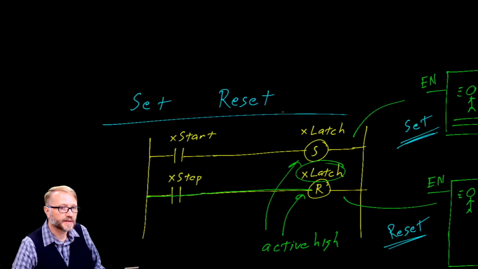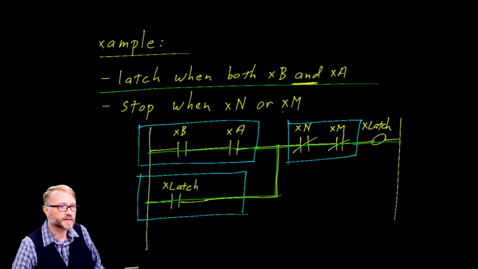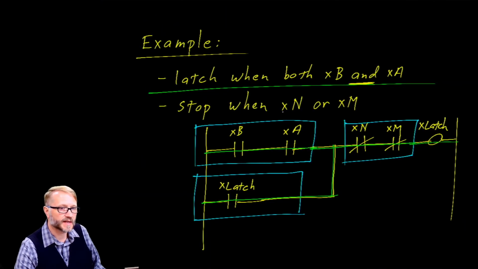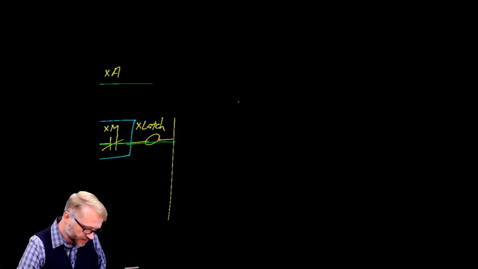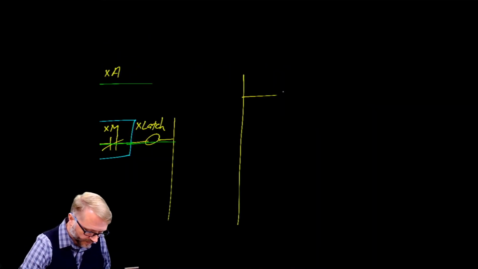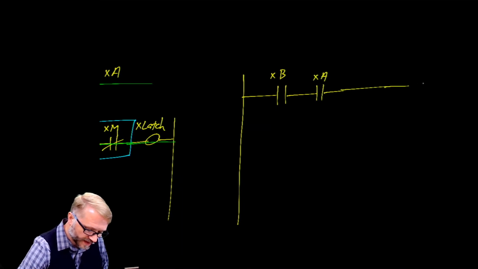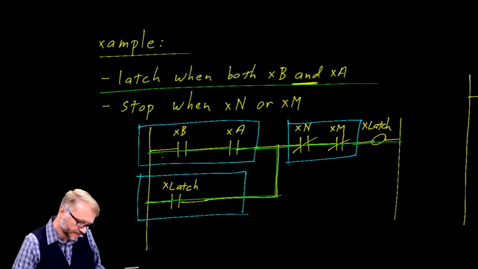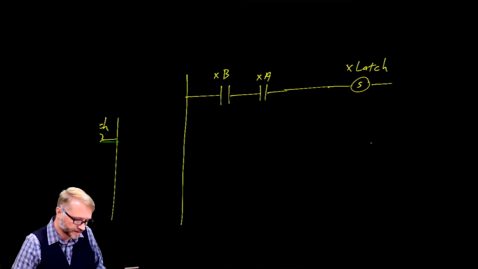Going back to our scratch pad, let's work these examples again. So in this example, we said we're going to latch when both B and A, and we're going to stop when N or M. So let's do that code using set and reset coils. The activation circuit is still the same. Boolean B, Boolean A. We're going to send that to a set coil. We're going to call that Boolean latch. Okay, so nothing really changed there. Boolean B, Boolean A, going to latch. That was our activation circuit.